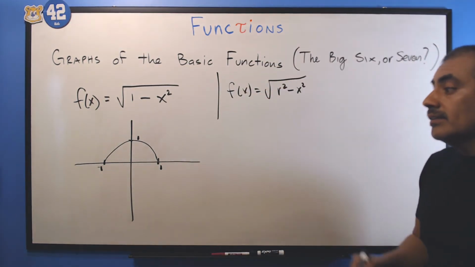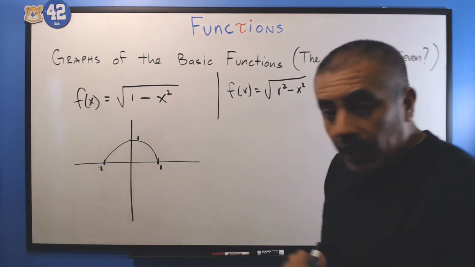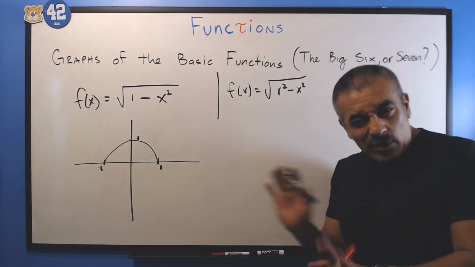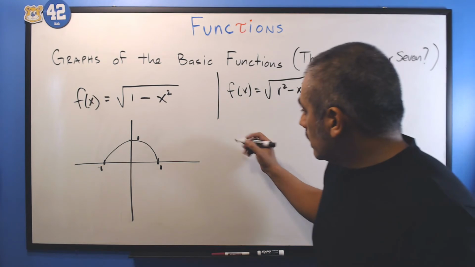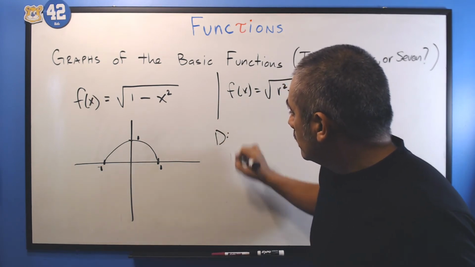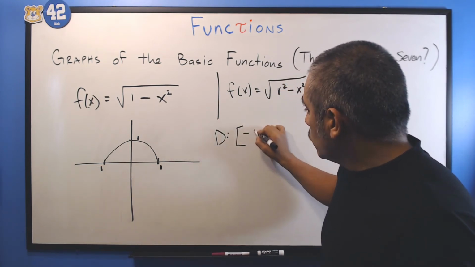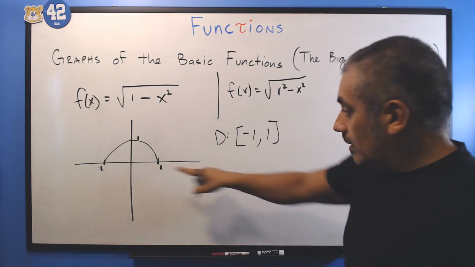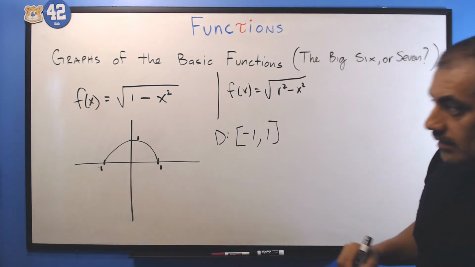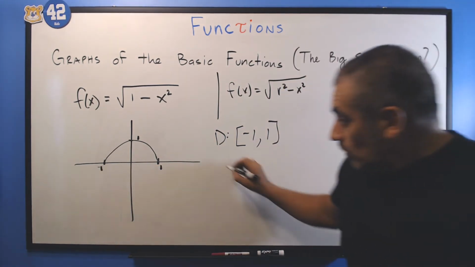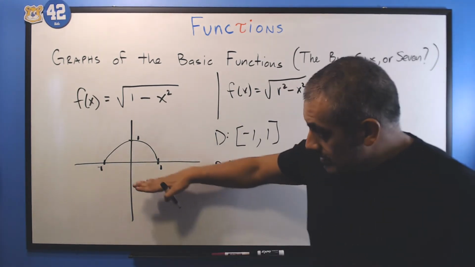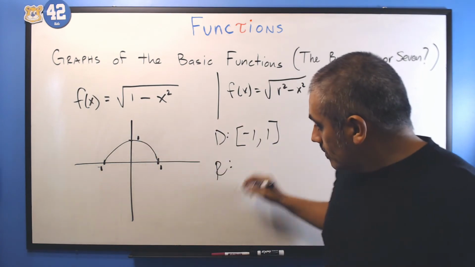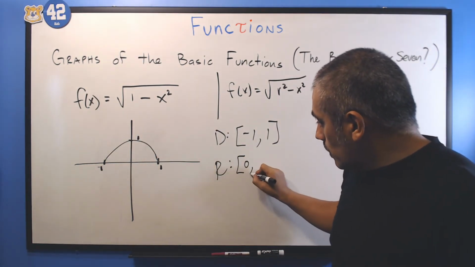The domain of that is -1 to 1. That's the first one we get where it's not going to infinities or something like that. So we have domain, which is going to be -1 to 1, including -1 and 1. And then the range, also another one that doesn't go to infinity, is going to be from 0 to 1, including both 0 and 1.